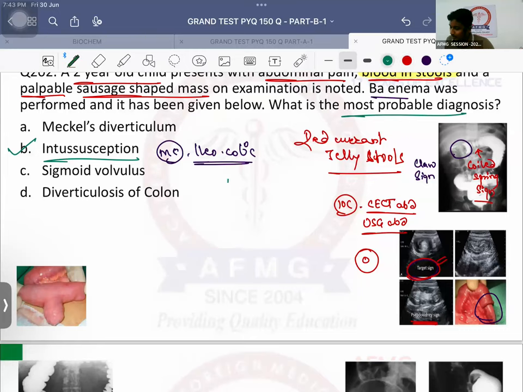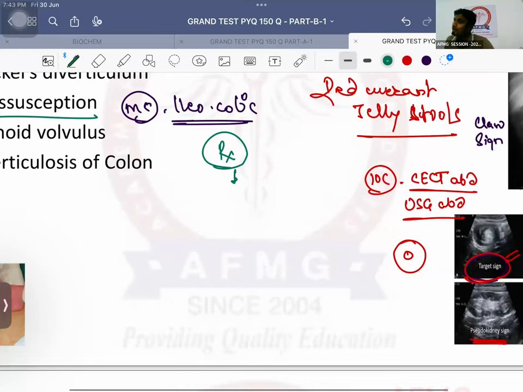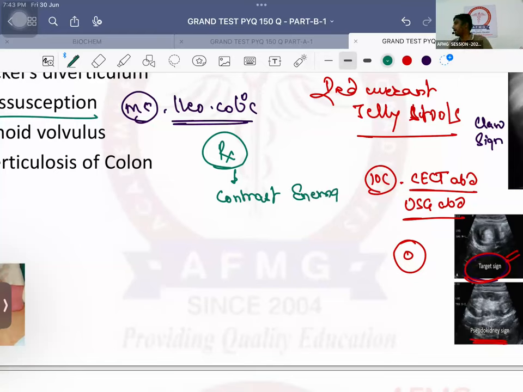What is the treatment, anybody? Very good. So treatment is nothing else but enema usually. Contrast enema. First, that contrast or barium enema can help us to make a diagnosis. And then later, it can also help us for treatment. So that contrast enema, if we are doing it, is hydrostatic reduction. Okay? That's important.